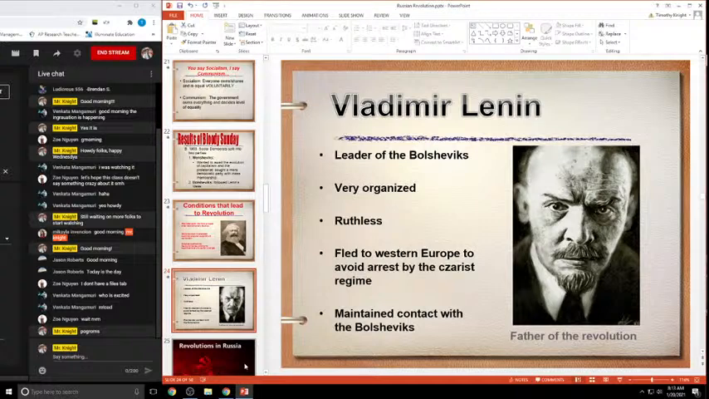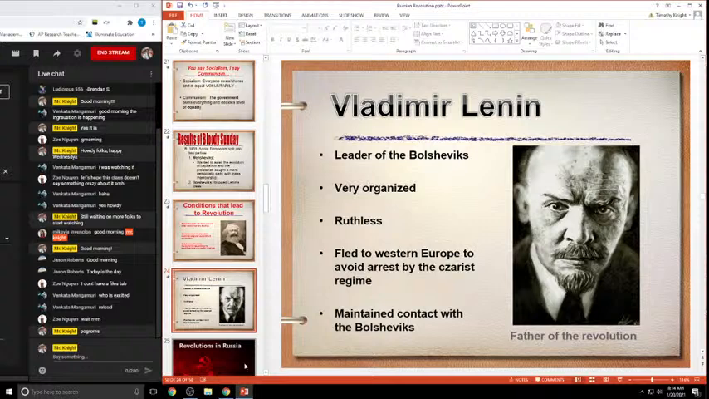Now, remember, for a time, Vladimir Lenin is actually not even living in Russia. You might recall the story I told you last week about how his brother attempted to assassinate the Tsar. This resulted in Vladimir Lenin and the entire family being exiled from Russia. His brother, I believe, was executed. But he fled to Switzerland, which is in Western Europe, to avoid being arrested by the Tsarist regime.